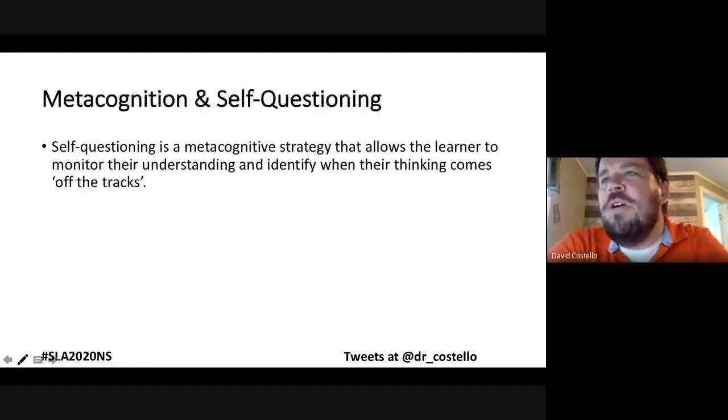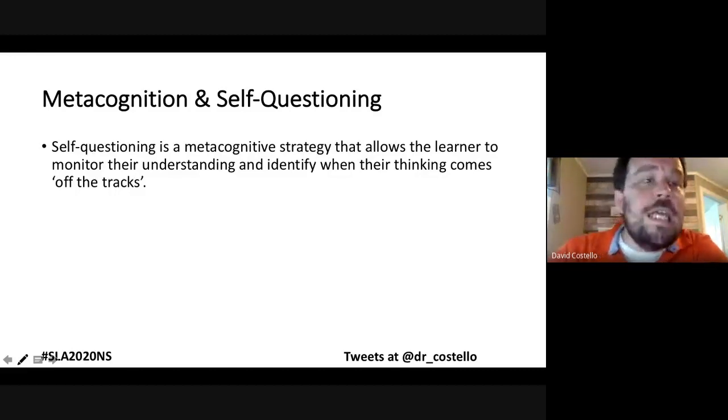So when we're thinking about metacognition and self-questioning, self-questioning is the metacognitive strategy that allows the learner to monitor their understanding and to identify when their thinking comes off the track. So it's kind of like that self-monitoring when we read. When we're reading something and then all of a sudden, because I know I do it all the time, think, okay, something doesn't make sense. It could be that you weren't focusing on the text you were reading or that something just didn't jive. You know when you're coming off the track and you work beyond that.